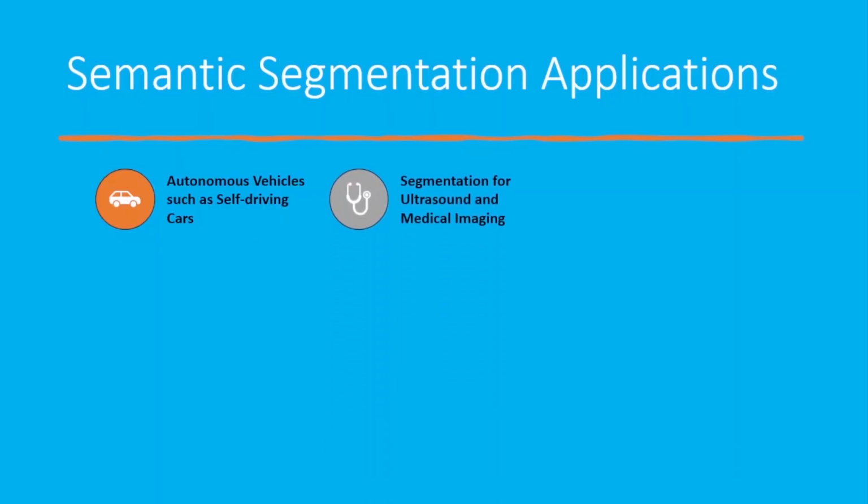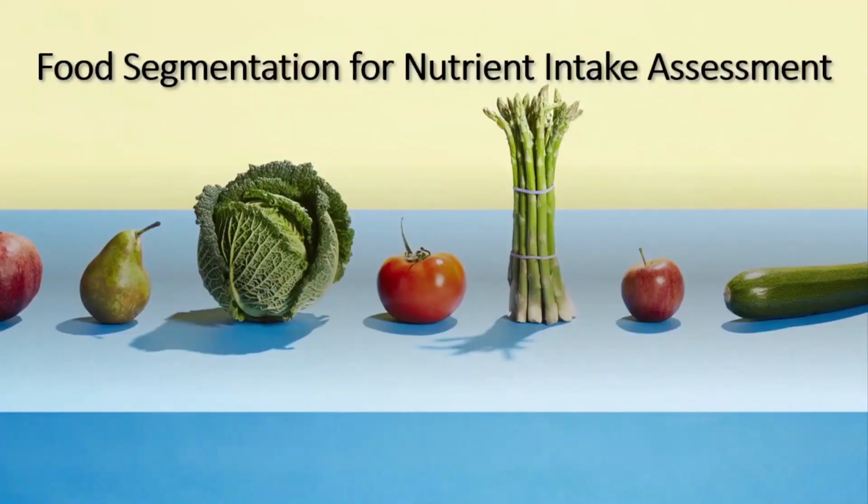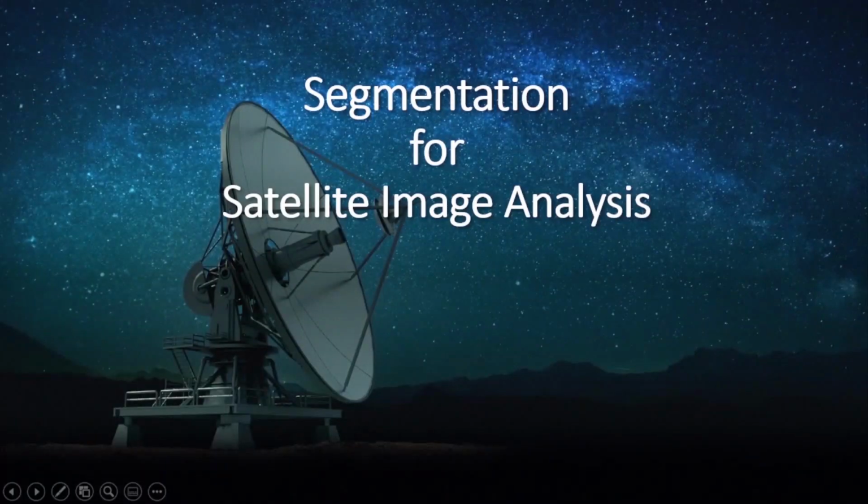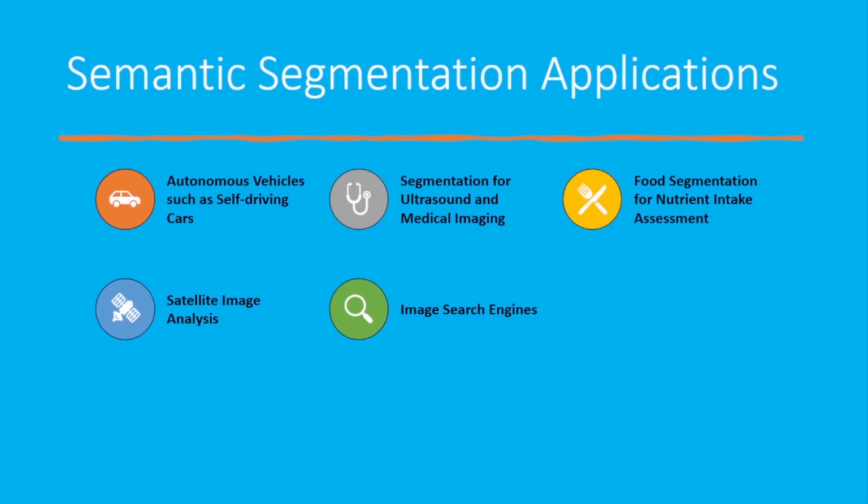Semantic segmentation can be used in medical imaging to help physicians and radiologists, for example, tumor segmentation. Semantic segmentation can be used in food nutrient intake analysis to help with the monitoring and tracking of an individual's diet and nutrition. Semantic segmentation can be used in satellite image analysis, such as buildings, roads, water bodies, and vegetation. Semantic segmentation can be used in image search engines to help users find and retrieve specific images.